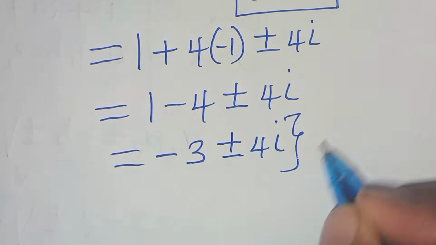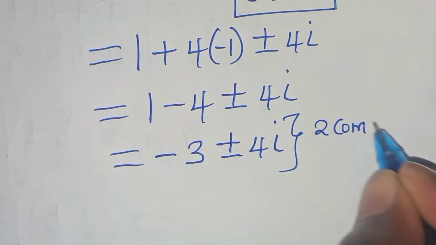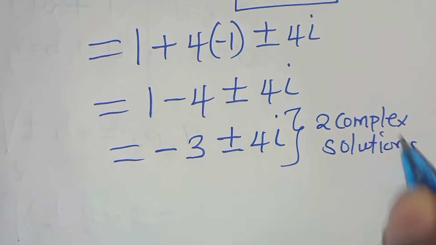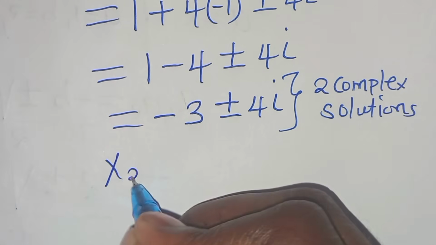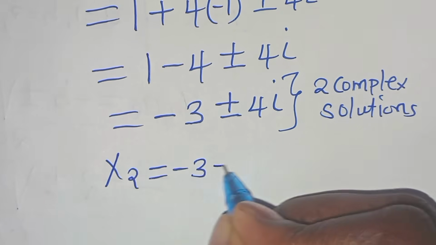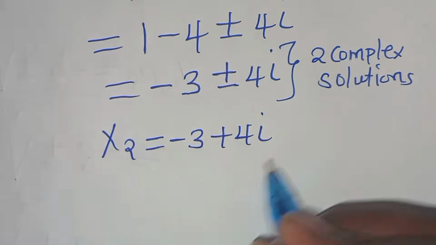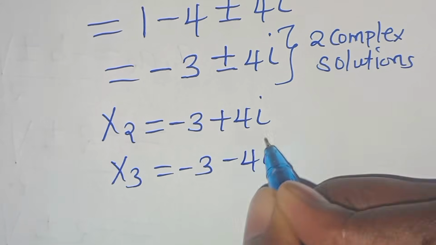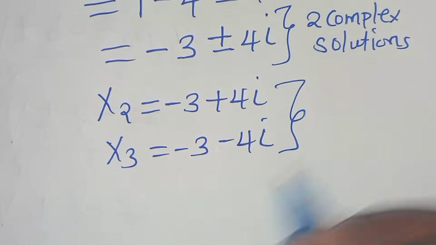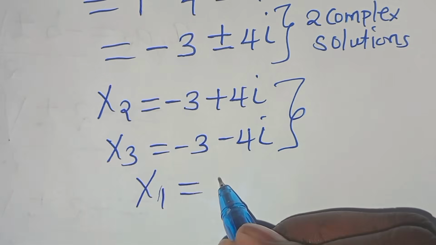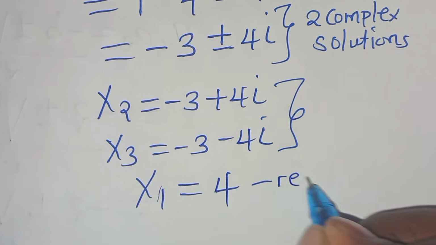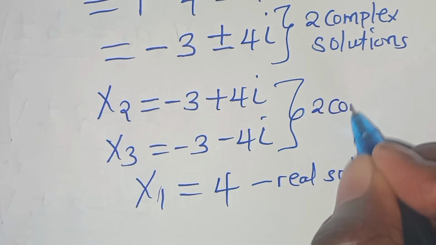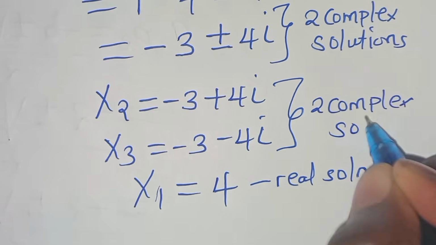So you find that these are two complex solutions, such that we have x2 is equal to negative 3 plus 4i, x3 is equal to negative 3 minus 4i. These are two complex solutions. We have x1 is equal to 4, and this is the only real solution for this algebra problem.